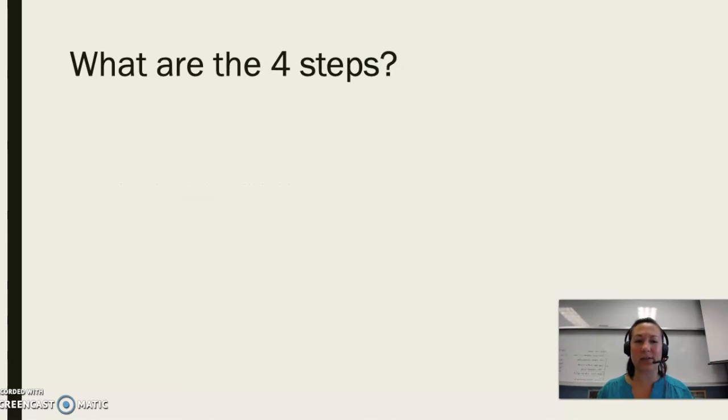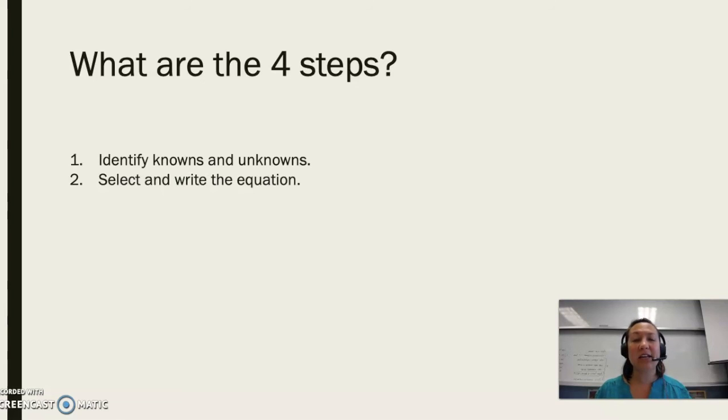So, what are the four steps? These are worth writing down, because sometimes you'll get points for each one of these four steps if you show it. Okay? Step number 1, identify the knowns and unknowns. Read through your problem closely. Find all the numerical information you can.